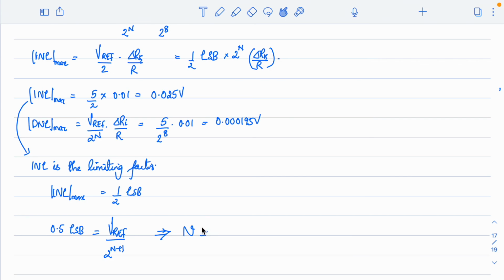Your n will be approximately around 6.64. I think approximately around 7. Yeah, 6.64 is what you will get. So you are getting 7.64. Can you check again? Yeah, 6.64. So based on the INL calculation, when we calculated the effective number of bits, it is only 6.64.